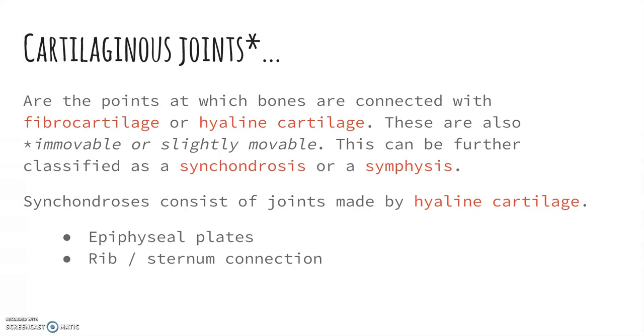Cartilaginous joints are the points at which bones are connected with fibrocartilage or hyaline cartilage. These joints are also immovable or slightly movable, and this joint can be further classified as synchondrosis or symphysis. Synchondroses consist of joints that are made by hyaline cartilage. The epiphyseal plate in immature bone and the cartilage that joins the ribs to the sternum are examples.